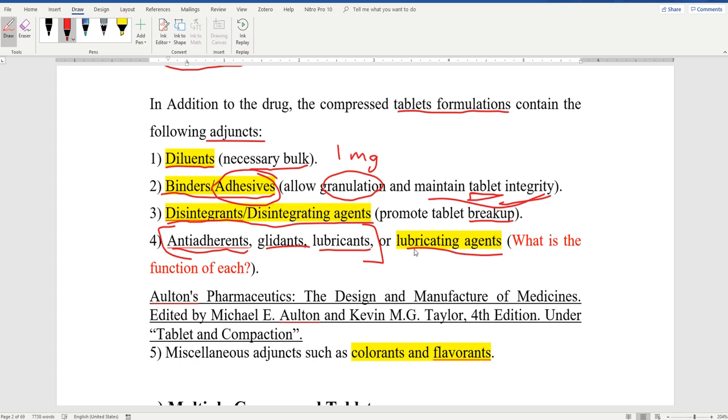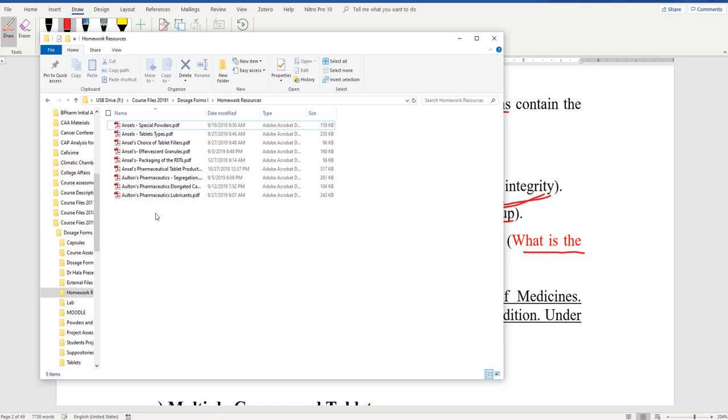Now here I want you to do something. I want you to go back to capsules because I explained to you what we mean by lubricants, and I talked about the three types of lubricants, which are anti-adherents, glidants, and lubricants. Now this will be a homework: you should know the function of each one. What do we mean by anti-adherent, glidant, lubricant, and an example of each. If you go to your eMoodle, you will find the resource, and I will show you the answer here.